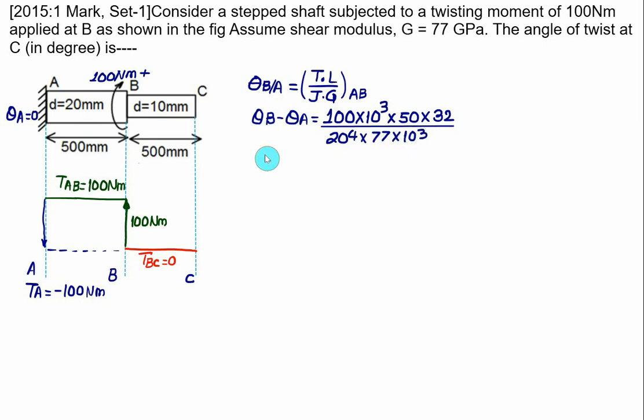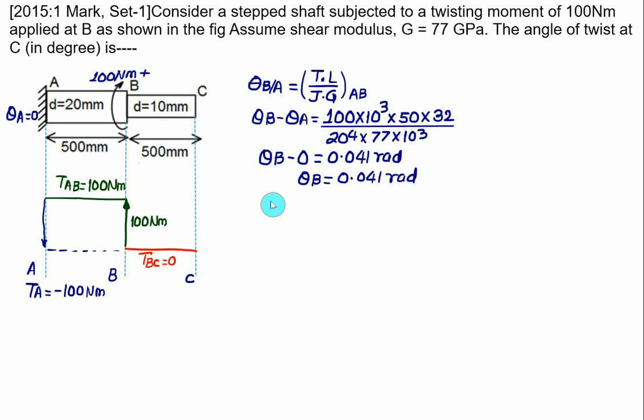So theta B value we can calculate from this equation. Theta A is a fixed end, so that is equal to 0. The right hand side you will get here is close to 0.041, and that will be in radian. So in this case theta B will be equal to 0.041.